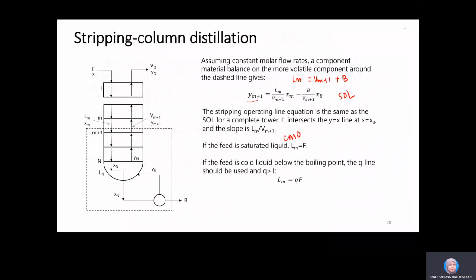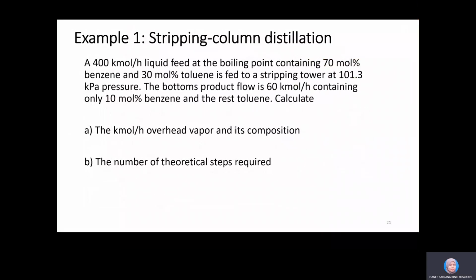Let's straight away do an example on a stripping column distillation. Read the question. A 400 kilomole per hour liquid feed at the boiling point, containing 70 mole percent benzene and 30 mole percent toluene, is fed to a stripping tower at 101.3 kilopascal pressure. The bottoms product flow is 60 kilomole per hour containing only 10 mole percent benzene and the rest toluene.